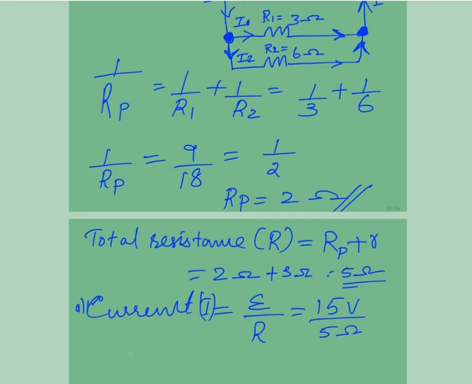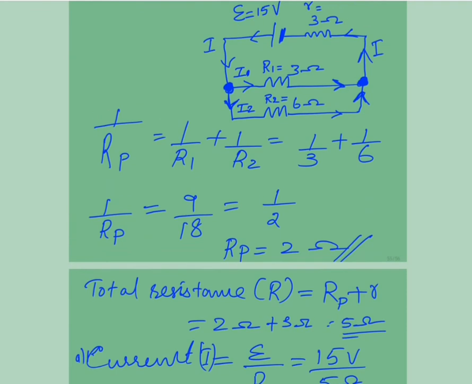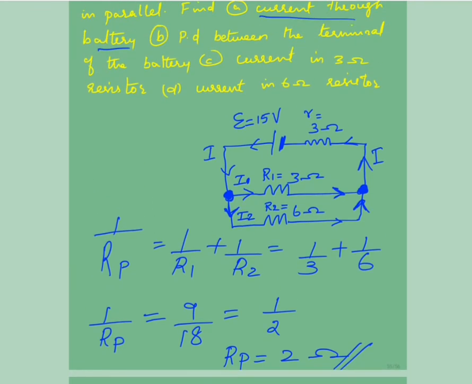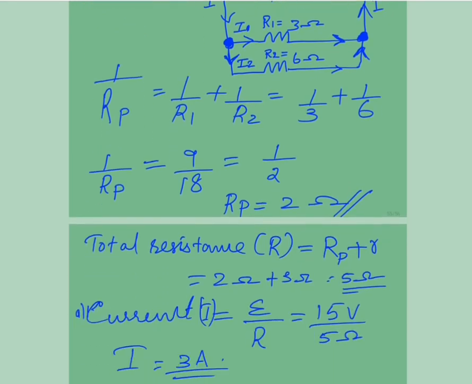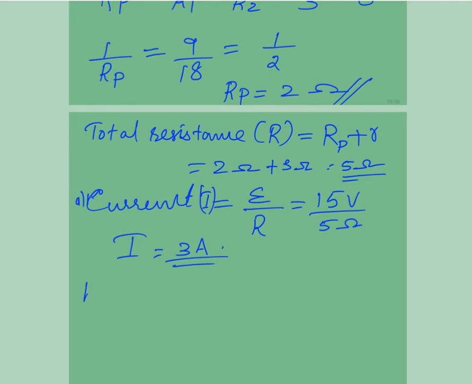So we got the first answer, current I is equal to 3 ampere. Now moving to the second question, it is PD between the terminal of the battery. From the question we understood that it is to find the terminal voltage. Terminal voltage means it is the voltage across the network, so that is not involved in the internal resistance. That is, voltage across internal resistance should be subtracted from the main EMF of the cell.